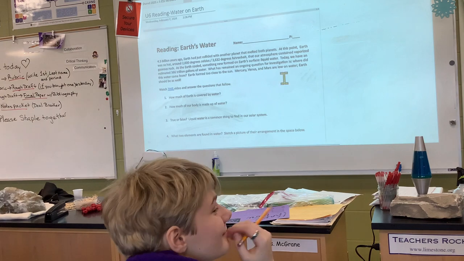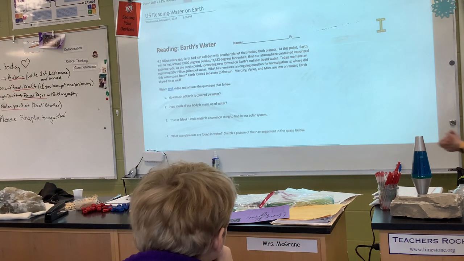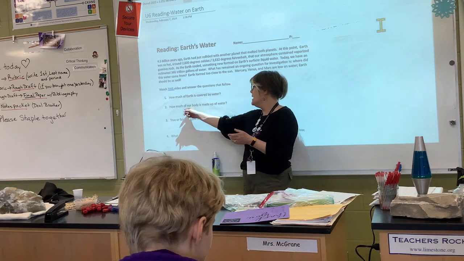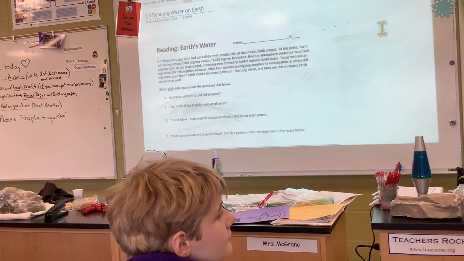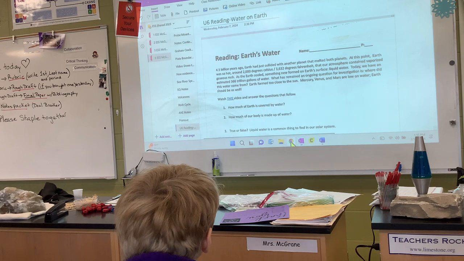All right, we're going to go ahead and watch a video. Mrs. McGrain is going to watch this. The first question that we're looking for is how much of Earth is covered by water, and then how much of our body is made up of water. 70. No, makes up our water. Nope, makes up 66. Our body. Thank you, I was going to get it. It just sometimes takes me a while.